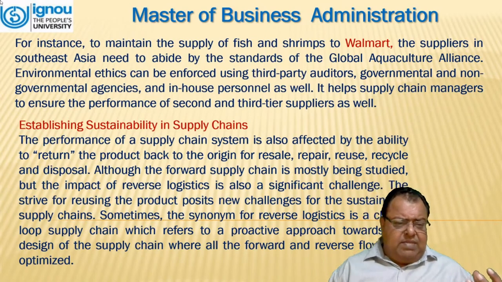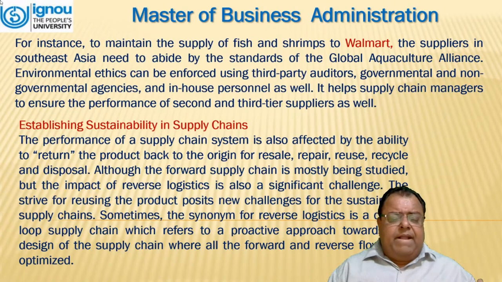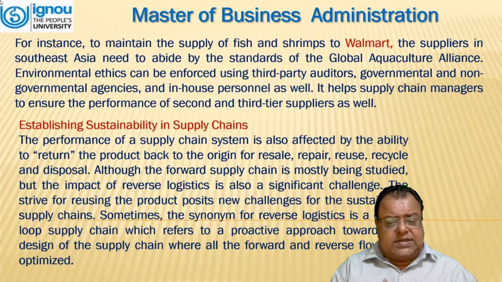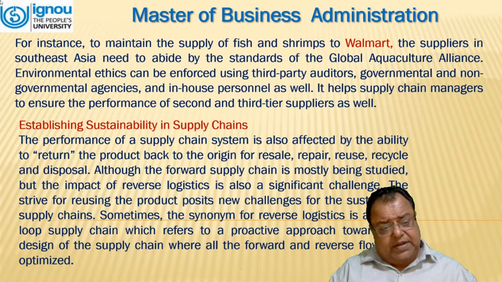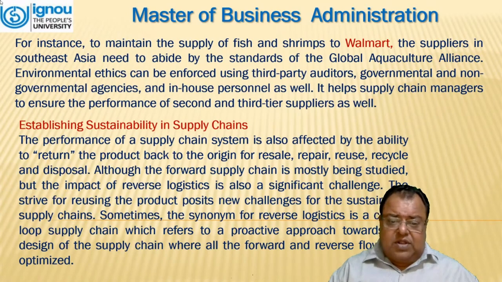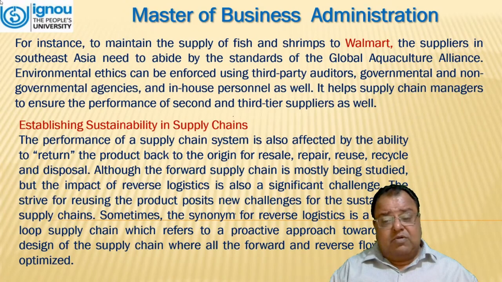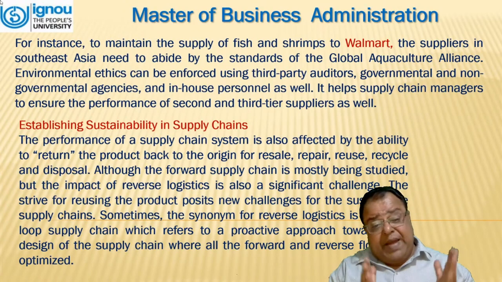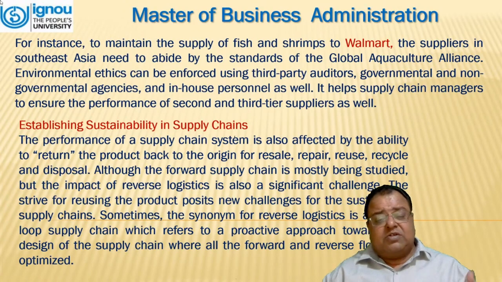Establishing sustainability in the supply chain. The performance of a supply chain system is also affected by the ability to return the product back to the agent for resale, repair, reuse, recycling, and export. Although the forward supply chain is mostly what is studied, the impact of reverse logistics is also a significant challenge. The strive for reusing products brings new challenges for sustainable supply chains.